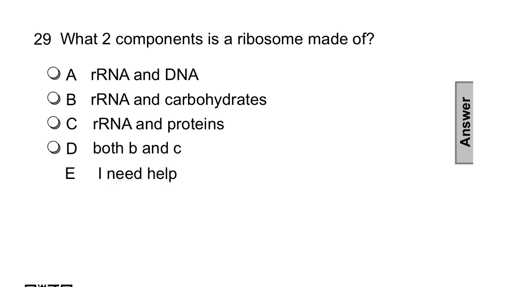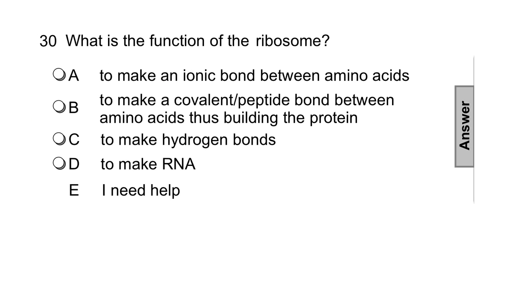Okay, let's do a little review. What 2 components is a ribosome made of? Well, 2 subunits, but that's not what they're talking about. It's made of ribosomal RNA and proteins complexed together. What is the function of the ribosome? Well, we learned it was the workbench that proteins are snapped together on. It's an enzyme that forms that peptide bond between amino acids. Okay, so there we go, right there.